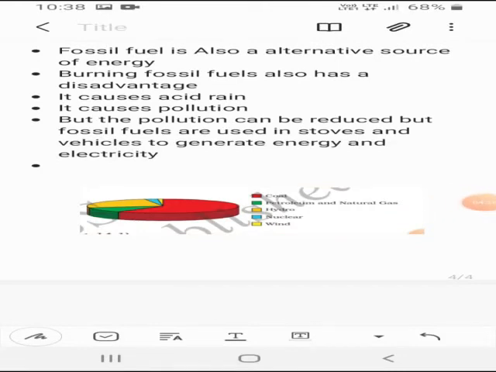This is telling how much we are using coal. See, coal we are using more, petroleum and natural gases are less, and wind energy we are using more and more. Hydro energy and nuclear energy we are using less. So it is now essential to save coal energy for future generations, because if it vanishes we have to search for an alternative energy. This is the stats given in the textbook.